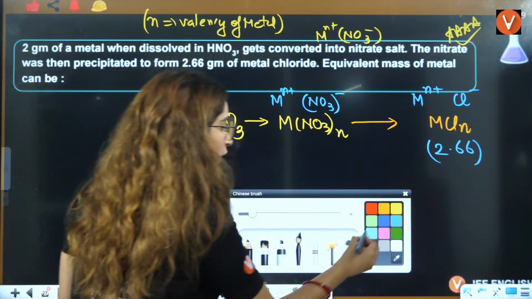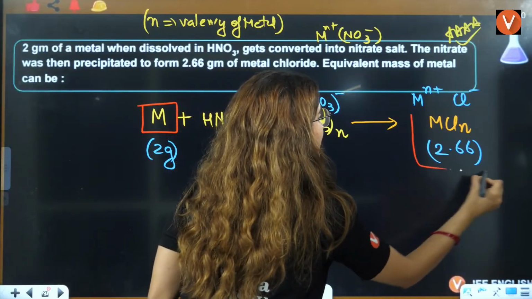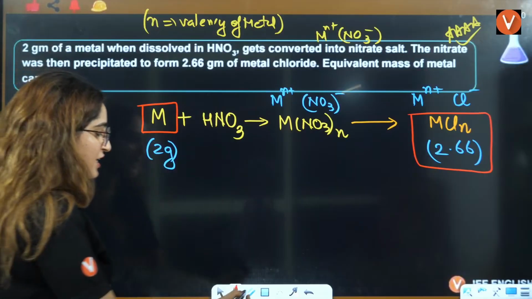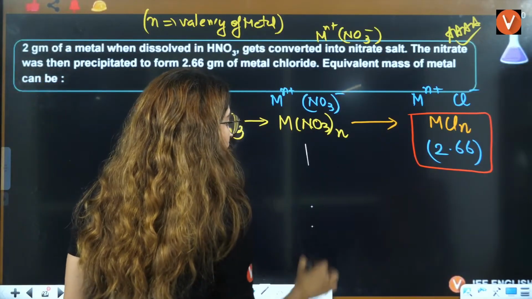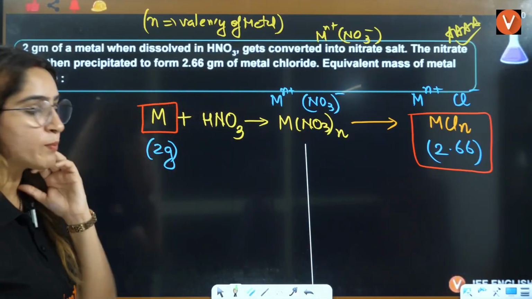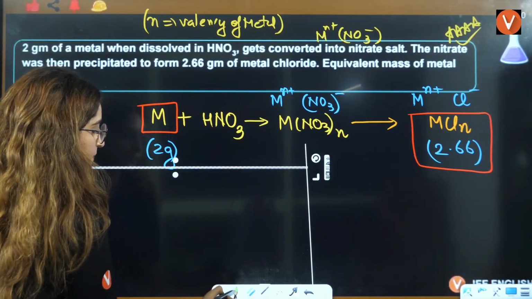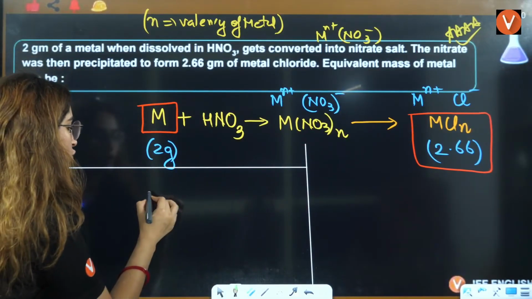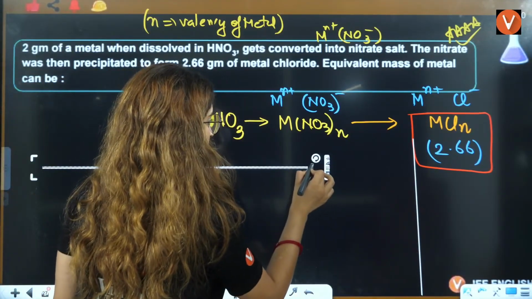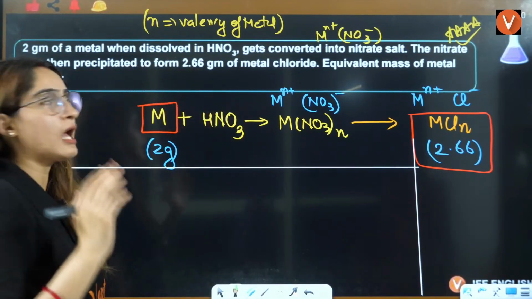Now they are asking you equivalent mass. So can I apply law of equivalence here? Because they have given me a relation between these two things. That means given things are this and this only. So I will try to apply law of chemical equivalence here. See, law of chemical equivalence, how to apply that? Now let's see how to apply that.